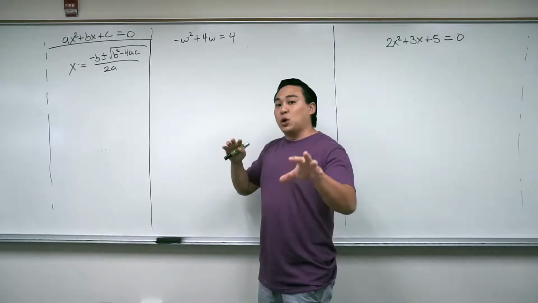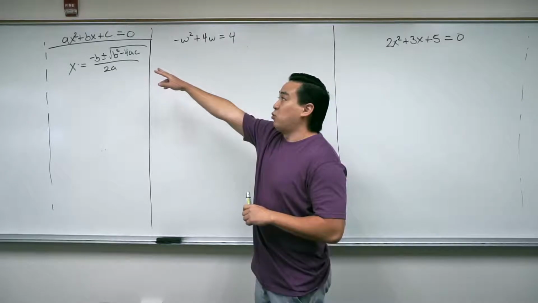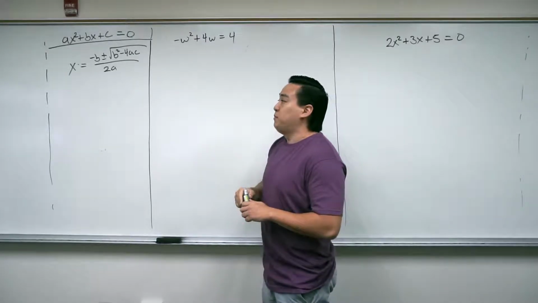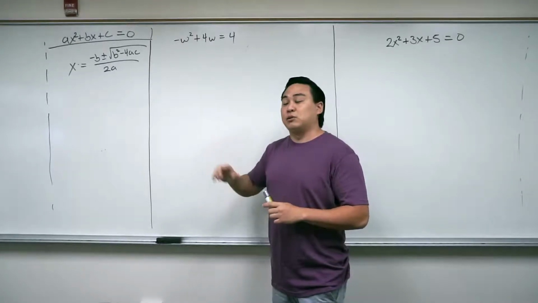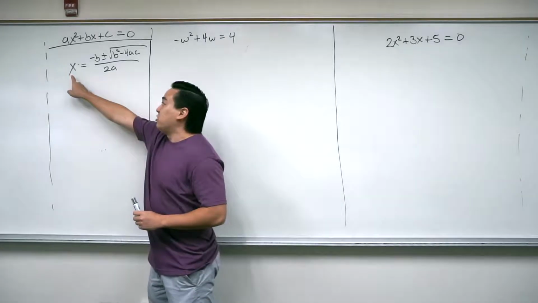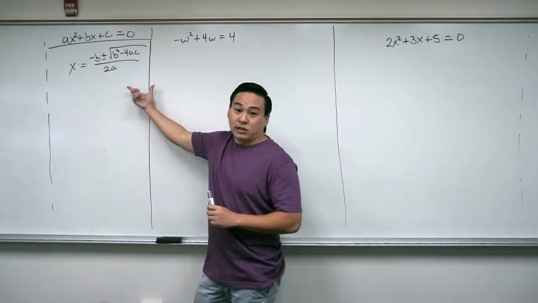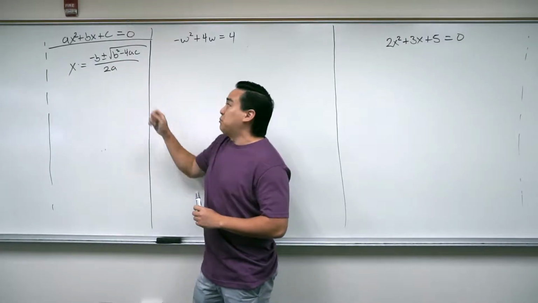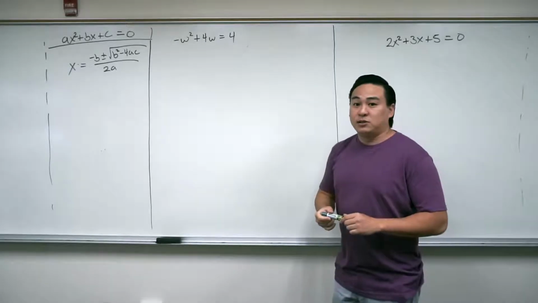Now, be very careful. This only works on quadratic equations, so things of the form ax squared plus bx plus c equals 0, which means, again, you have to bring everything over to one side, set the right-hand side equal to 0. And what it does is it tells you the x values, which are given by this equation, which many of you have probably seen before: negative b plus or minus the square root of b squared minus 4ac, all divided by 2a.